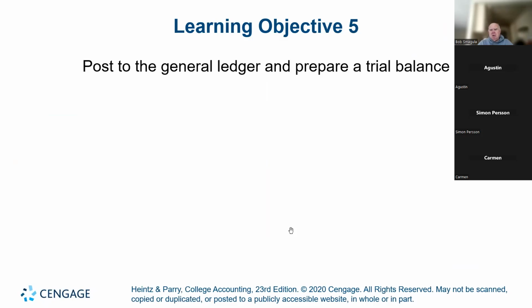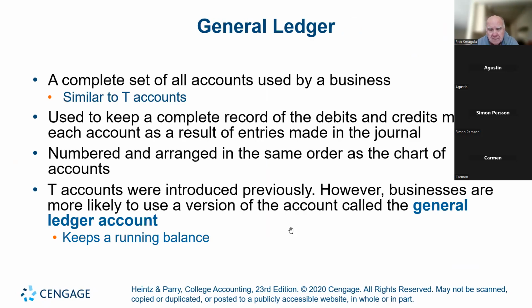Now, it's time to post, ladies and gentlemen. We've done all those transactions, from A to M or P or whatever it was, in the earlier chapter. Now it's time to post them. We're going to post them to the general ledger. The general ledger is the books of the company. That is where the auditors are going to start their work.